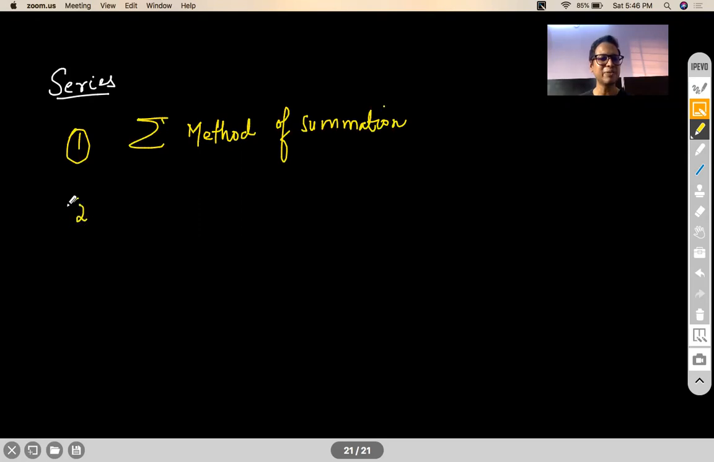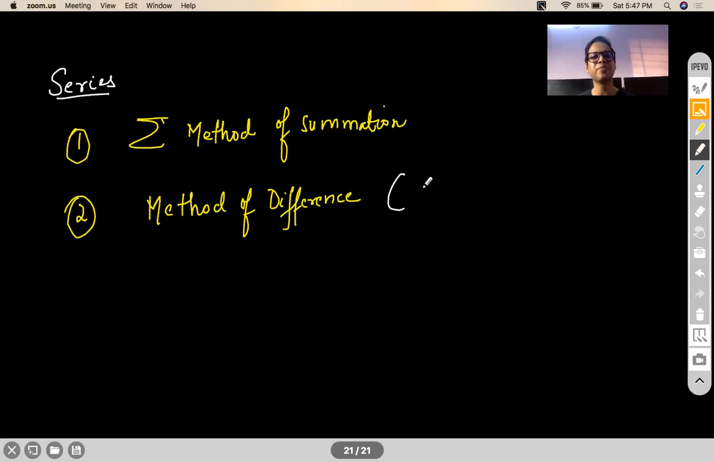The next method that we are going to learn is the method of difference. Under this method, there is one more special method, which is called the V_n method. So including the V_n method, we'll talk about it. These are the two types of methods that we are going to learn. For the next 1.5 hours of our remaining class, we are going to do these two methods. So let us begin with the sigma method of summation.